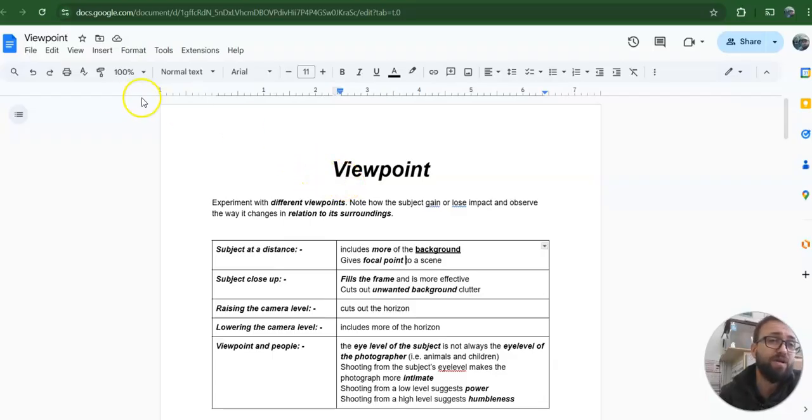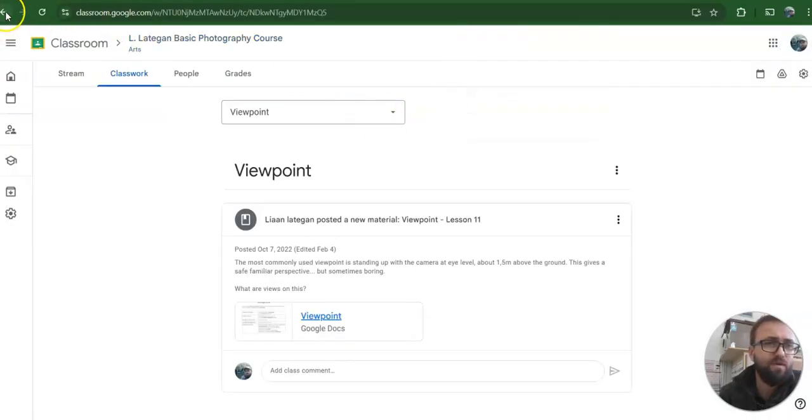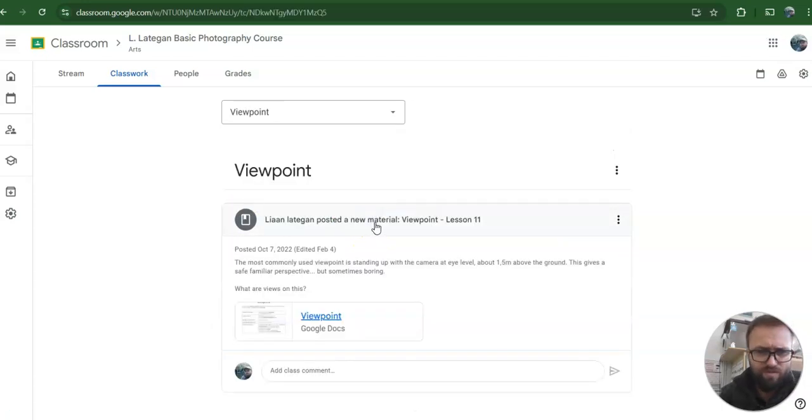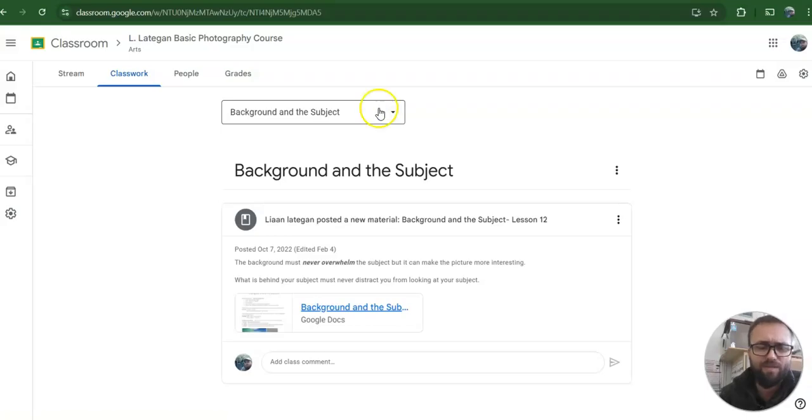And then the next topic, I just want to go back here and look at it, is viewpoint. So we've talked on viewpoint as well, if I'm not mistaken. And I want to skip this one and go to background and the subject.